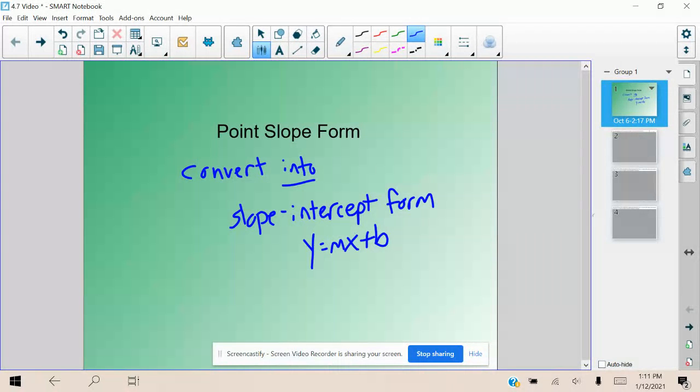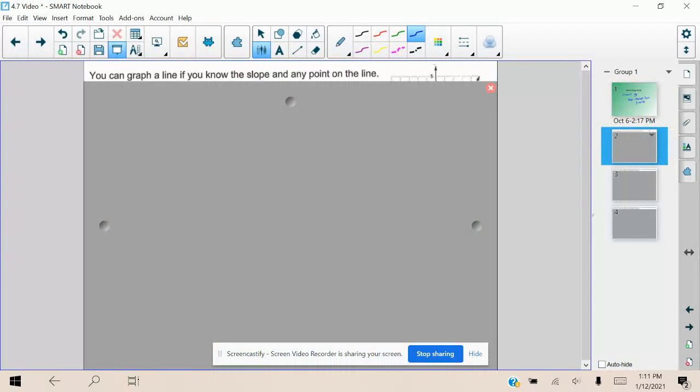Now again, slope-intercept form isn't that creative either because it involves the slope of a line and the intercept of the line, hence why it's called slope-intercept form. So today we're going to be talking about point slope form, which allows us to convert into slope-intercept form.